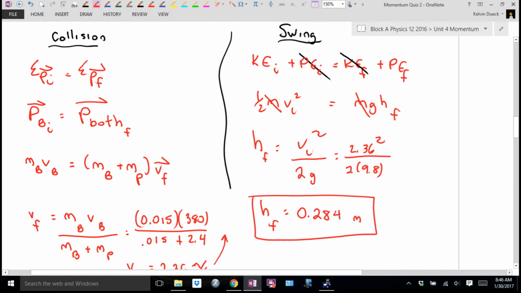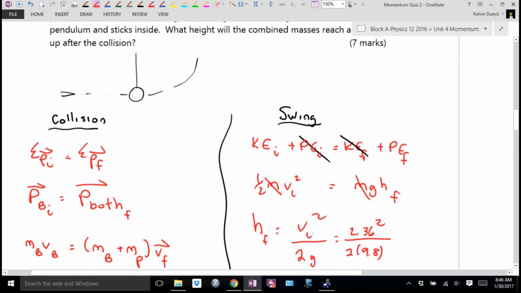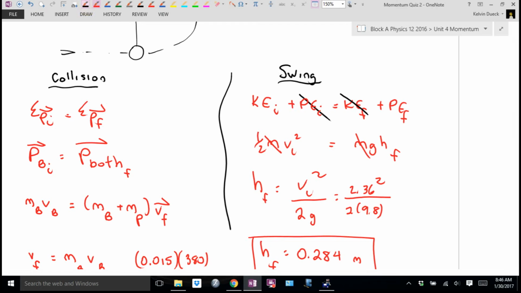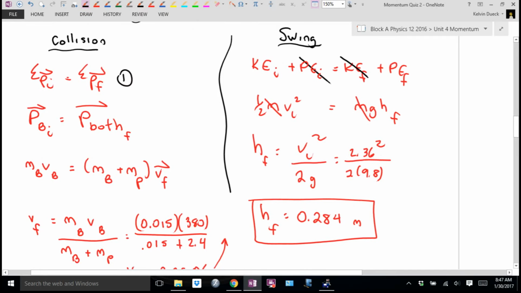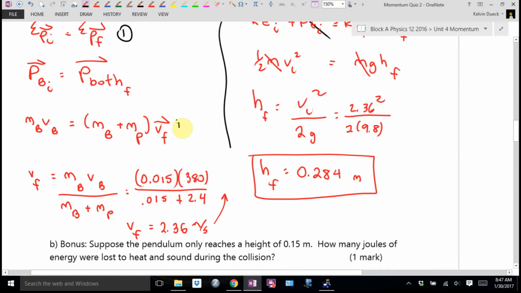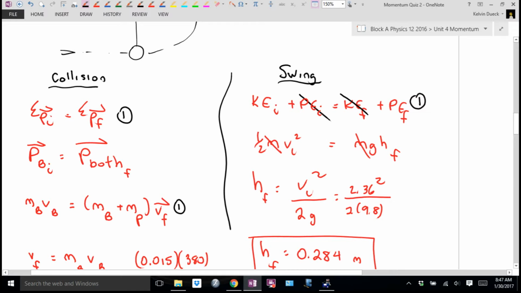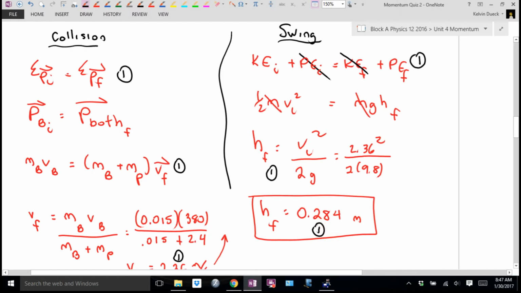If you got that on this question, you get 7 out of 7. Otherwise, I would probably do something like this. I would give you 1 mark if I saw that. I would give you 1 mark if I saw that. I would give you 1 mark for getting V final. I would give you 1 mark if I saw that you had used conservation of energy. I would give you 1 mark if I saw this equation. That 1 mark for the answer.